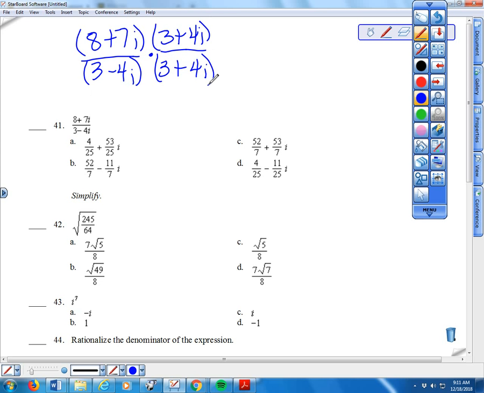So on top, I'm going to FOIL. 8 times 3 is 24. 8 times 4i is 32i. 7i times 3 is 21i. And 7i times 4i is 28i squared. Don't forget the i squared. What is i squared again? Negative 1. So all this does is make this negative 28. Then I combine my like terms. So in the numerator, I have negative 4 plus 53i.